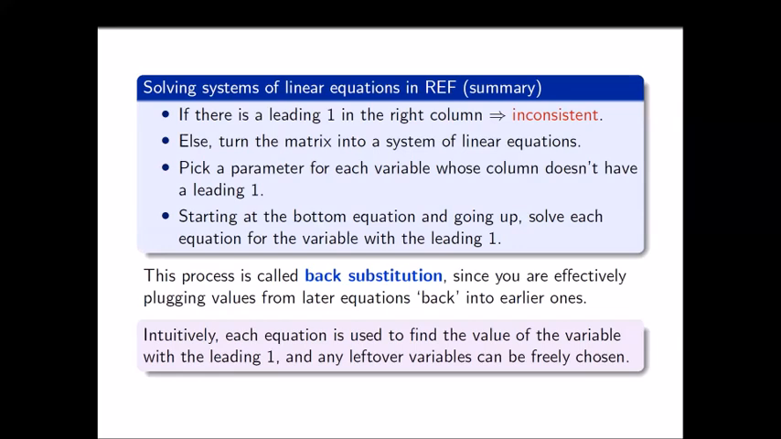And intuitively, each equation is used to find the value of the variable with the leading one, and any leftover variables can be freely chosen. So in the previous example, we found the values for x and z using the back substitution method, and the value of y was chosen freely because it had no leading one in the column corresponding to it in the augmented matrix.